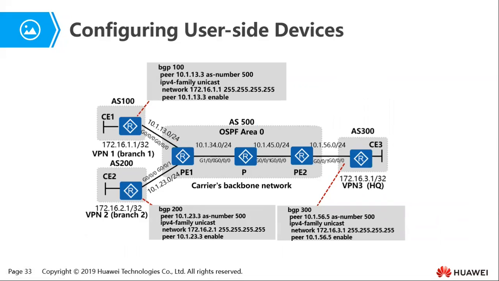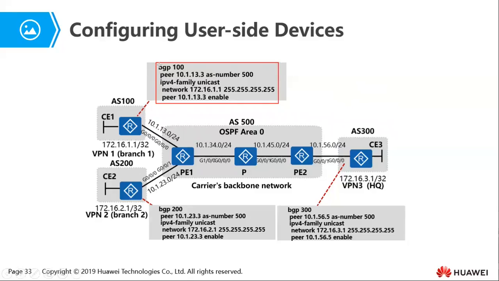Okay, so as we said, the first step is to enable communication between the CE and the PE. You can enable that by configuring any routing protocol. In this example, we are using BGP. So we are simply configuring BGP between CE1 and PE1, and between CE2 and PE2, between the headquarters and PE2.